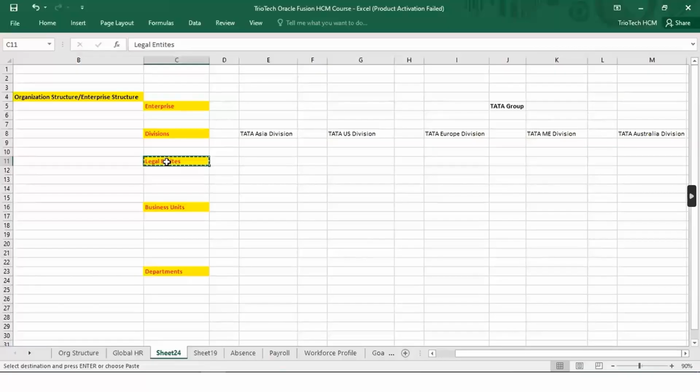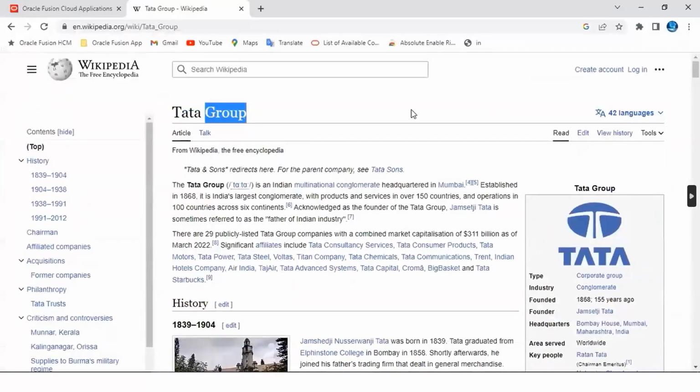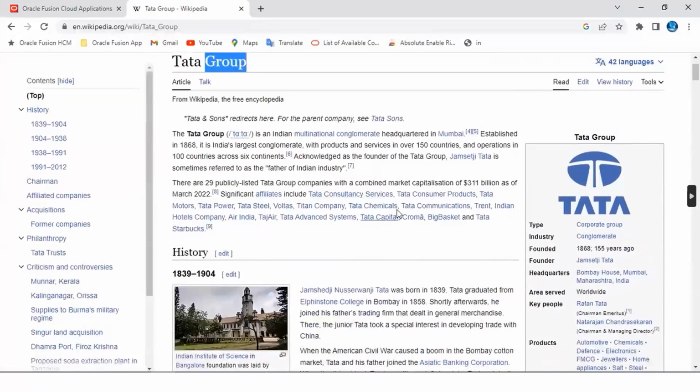Legal entities are nothing but the actual registered companies of your client, which are operating in the market. But in Fusion terminology, team, we should not call it a company. Going forward, when you are working in the project also, you have to call that a legal entity, nothing but the actual companies of our client. Now, if you take an example of our Tata Group, team, how many companies does our Tata Group have? These are the legal entities, team.